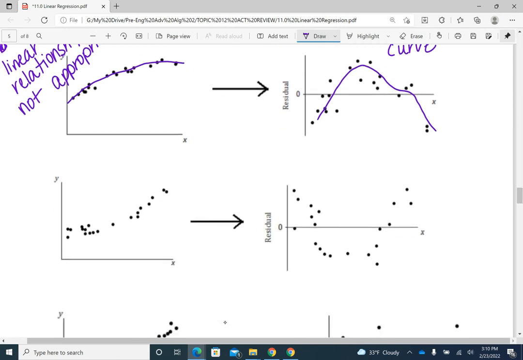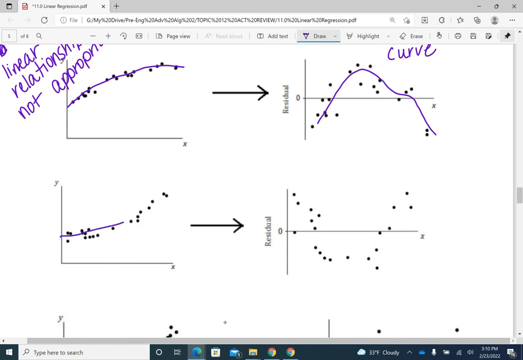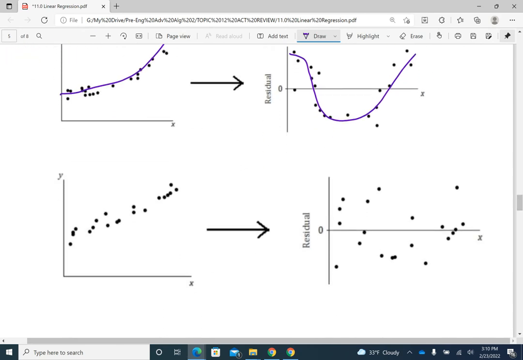The second example, I can see clearly the scatter plot has a curve, and also the residual plot is also curved. The last example is a nice example of a linear relationship because the scatter plot looks like it would make a linear relationship, and the residual plot is pretty random, no pattern.